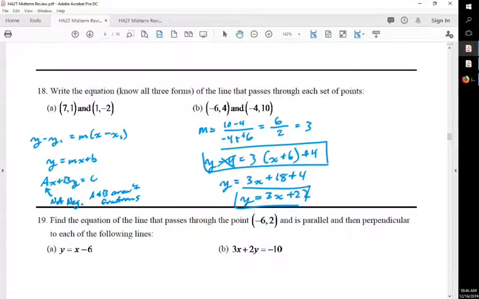Now we got to do standard form. So to do that, we got to get the x term and the y term on the same side. So if I subtract 3x from both sides, I get negative 3x plus y equals 22. And then I'd have to change the signs of everything by multiplying everything by negative 1 so that my first number is not negative.